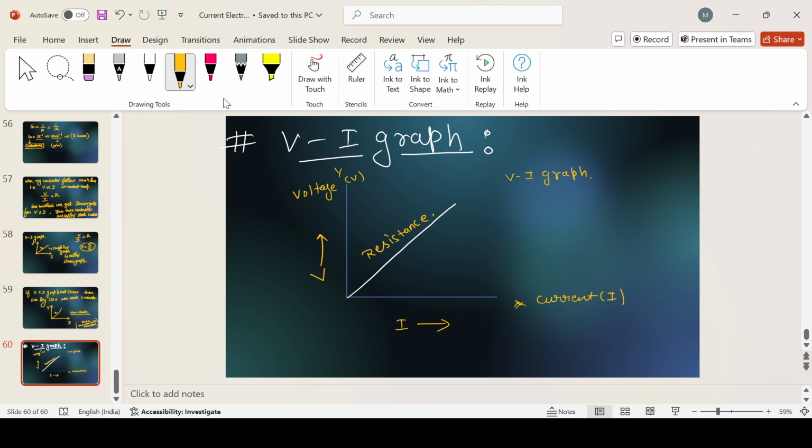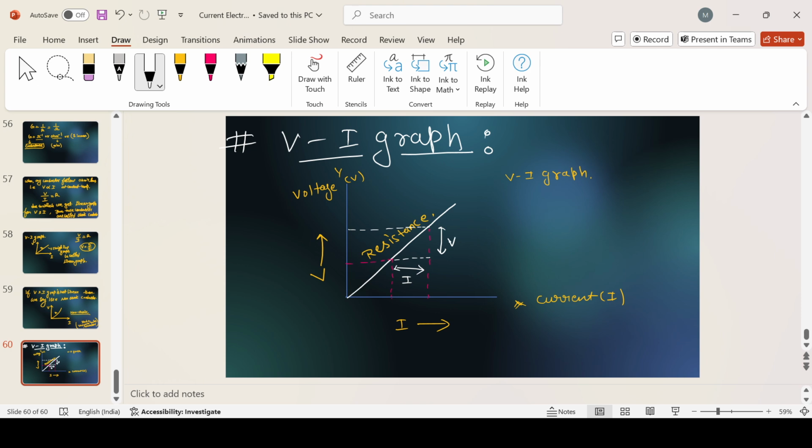How is it so? See, when I take any two points, like this one here and this point here, similarly it's going from here and here. Now if I just consider this part, this whole part is the voltage and this whole part is the current.